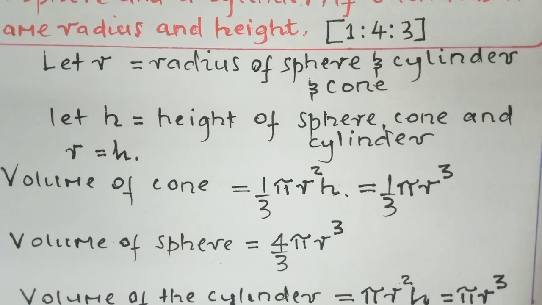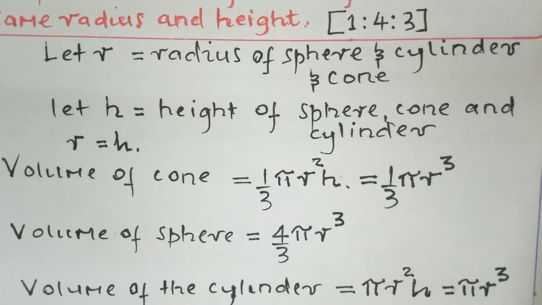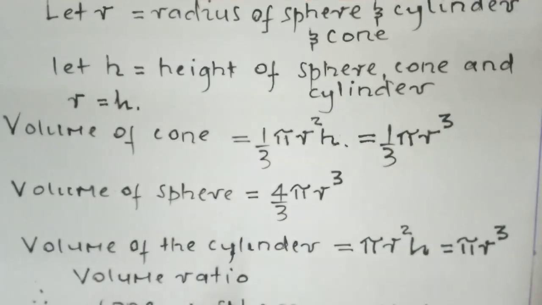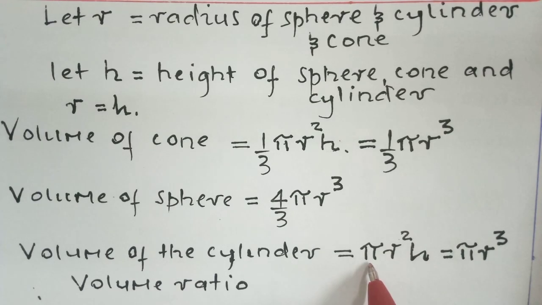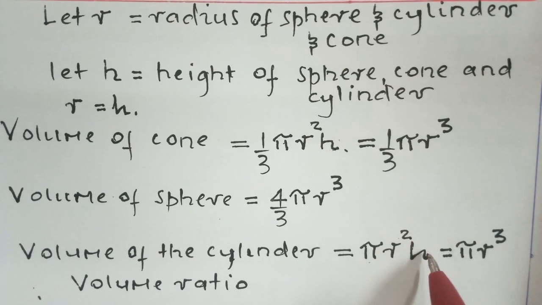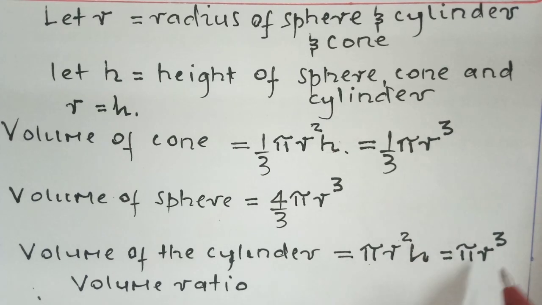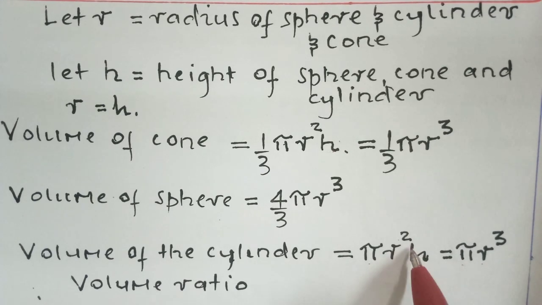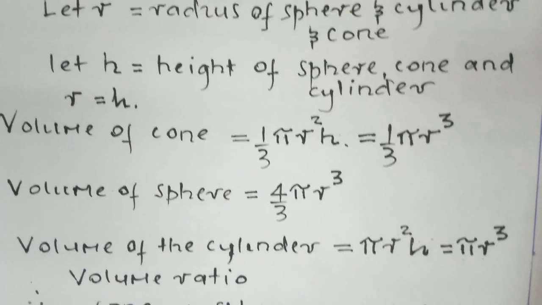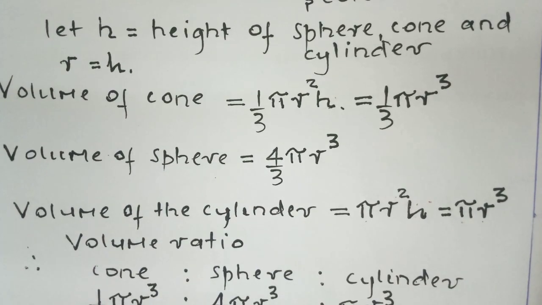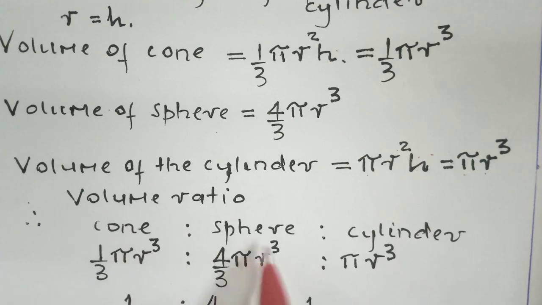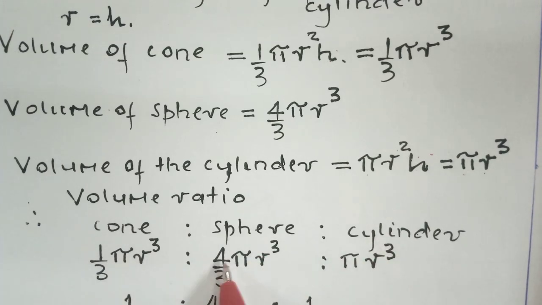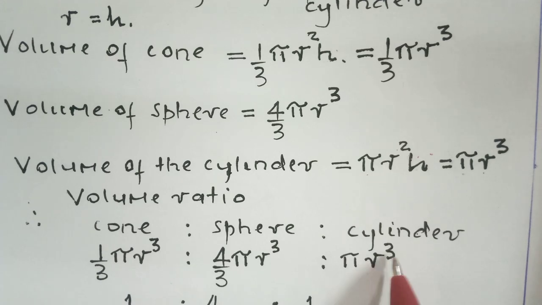Then coming to the volume of the cylinder, we know, as we have done before in the first question, we have pi r squared h, but we have said h is equal to r, so we will get pi r cubed. So the volume ratio for the cone, we have a third pi r cubed, the sphere 4 over 3 pi r cubed, and the cylinder pi r cubed.